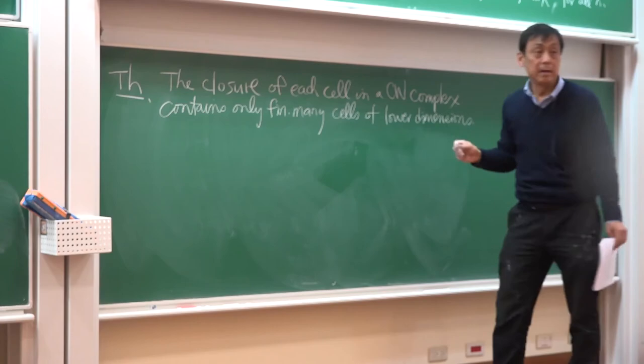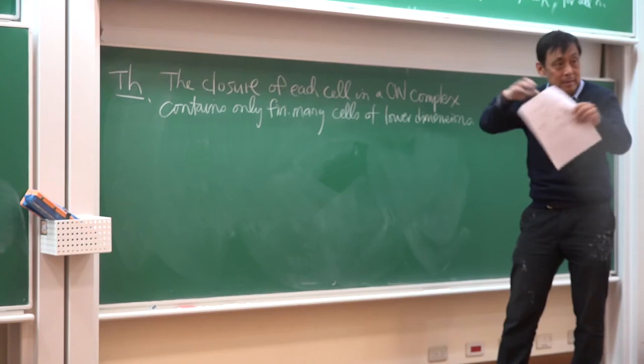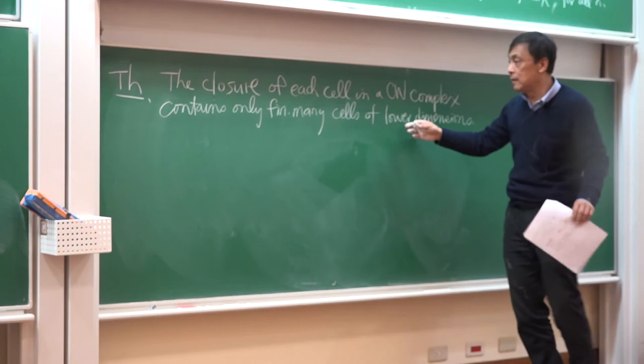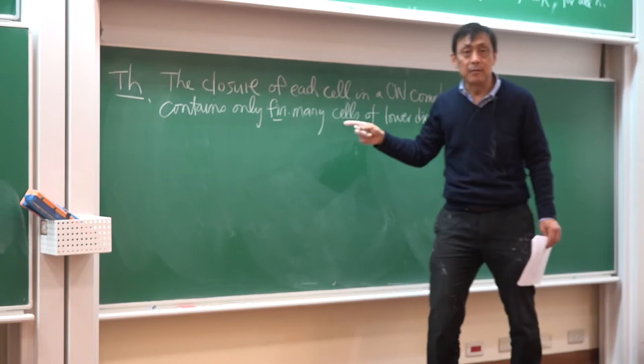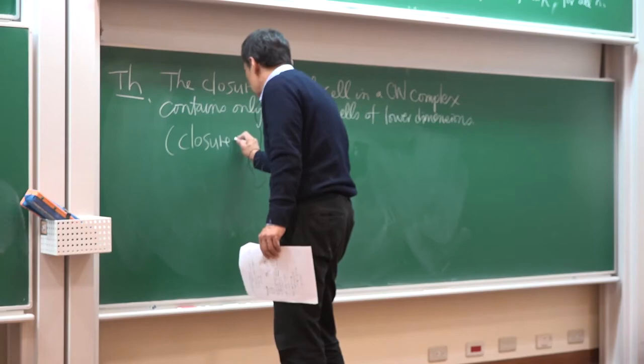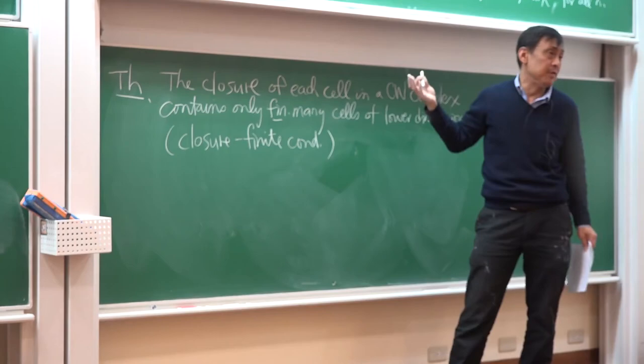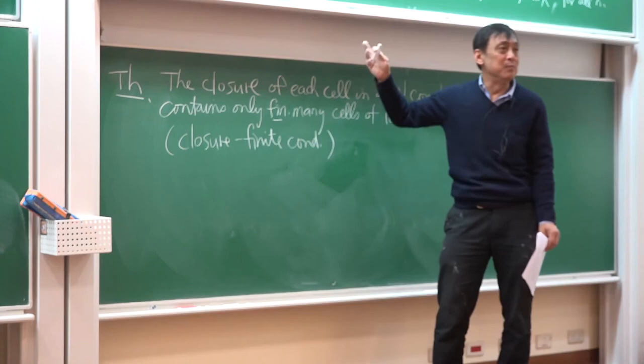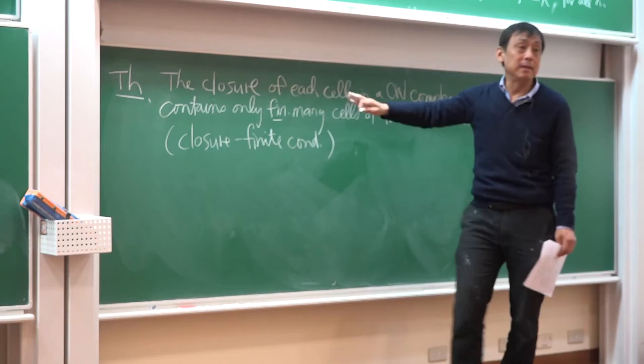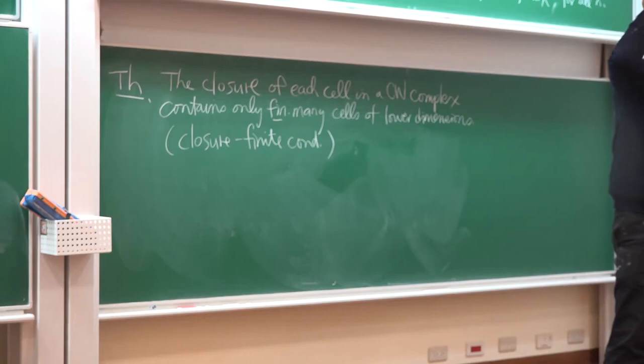Yes, it has an open cell of the same dimension, but the boundary consists of finitely many cells of lower dimensions. This condition is called the closure finite condition, and that's why it's called a CW complex. The C stands for closure finite, and W stands for weak topology. You can find a proof of this theorem in Hatcher's book. Hatcher's book will be the standard reference for any facts from algebraic topology.